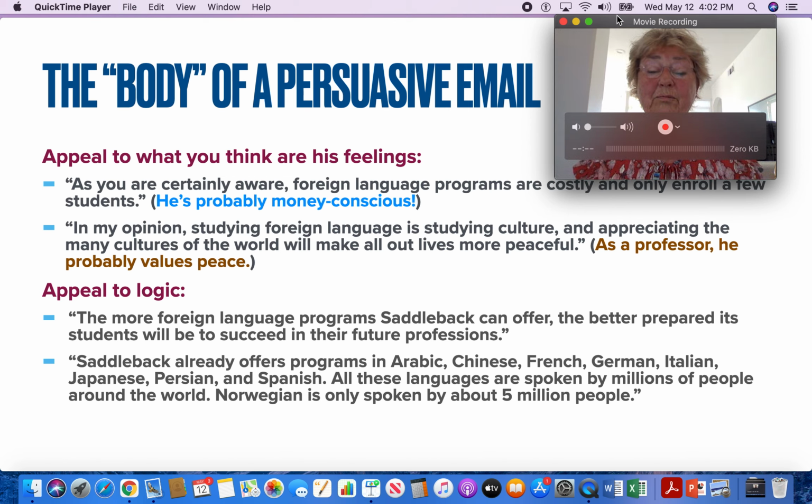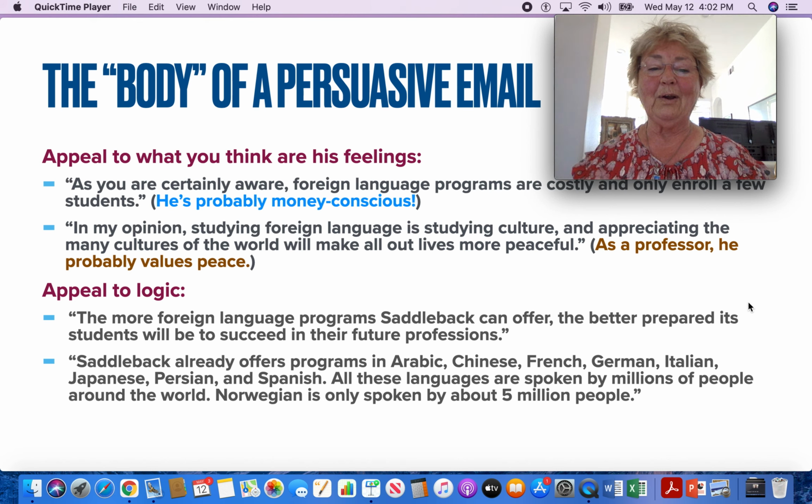You can also do both. You can appeal to logic. You'll say, the more foreign language programs Saddleback can offer, the better prepared its students will be to succeed in their future professions. Wonderful. Or you can make the list and say, Saddleback already offers programs in Arabic, Chinese, French, German, Italian, Japanese, Persian, and Spanish. All these languages are spoken by millions of people around the world. Norwegian is only spoken by 5 million. No, that's true.